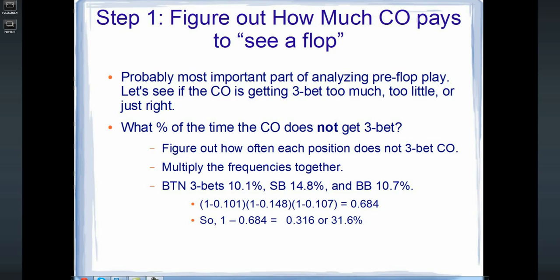All we're trying to do is figure out how often the cutoff opens and gets 3-bet. The way we do that is by first figuring out how often the cutoff is not 3-bet, and then we subtract that from 1. So that's all we've done here, and we found that the cutoff will open and get 3-bet by some position 31.6% of the time. So about a third of the time.